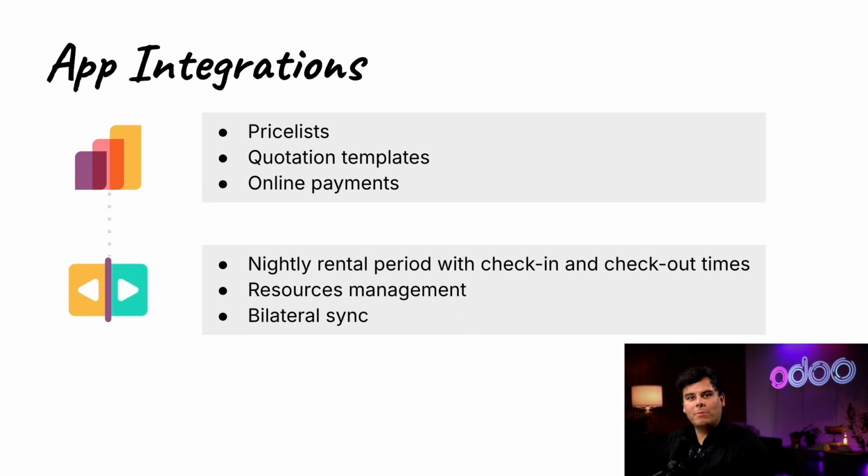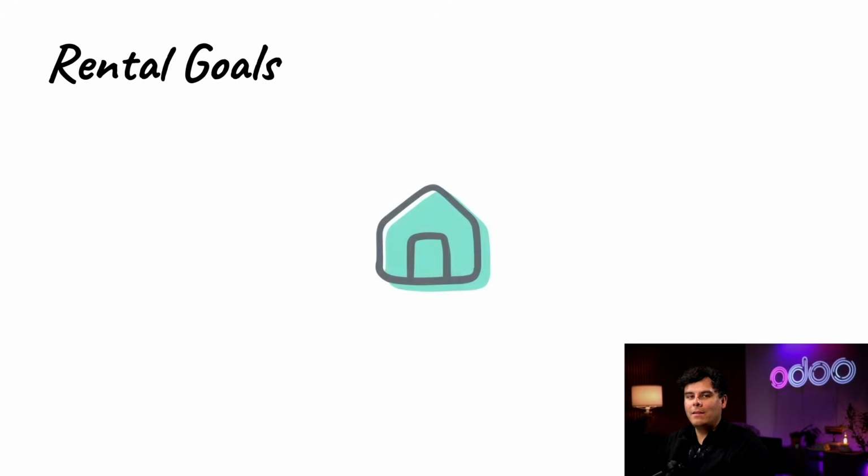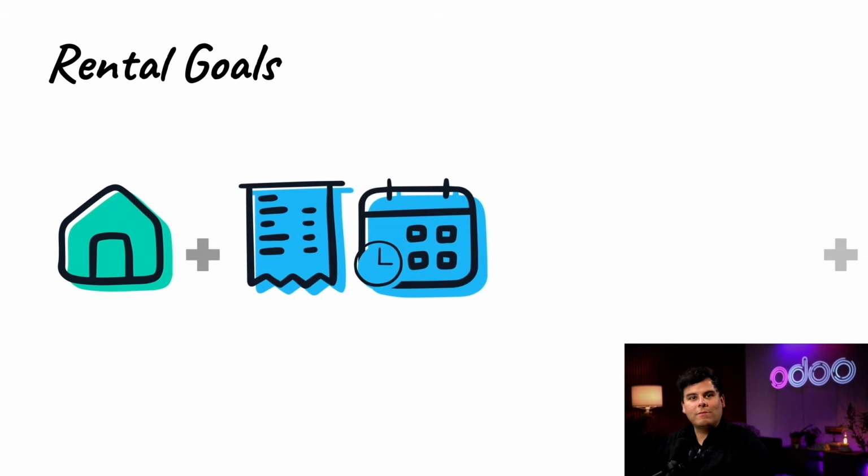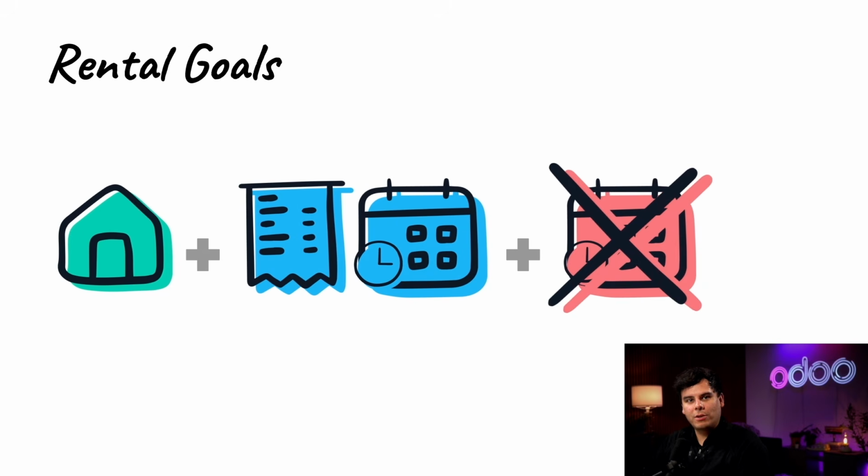The sales app supports price lists, quotation templates, and online payments. The planning app provides a nightly rental period with check in and check out times, resource management, and syncs bilaterally with the rentals app. By the end of this tutorial, we're going to know how to configure a hotel room as a rentable service, set pricing and availability, and manage bookings to prevent overbooking.